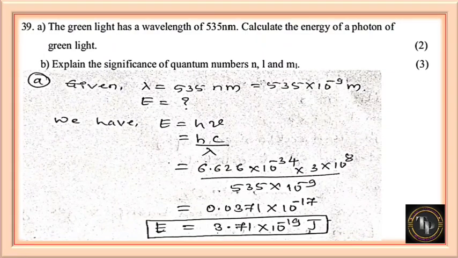h value is 6.626 into 10 power minus 34 joule second. c value is 3 into 10 power 8 meter per second, divided by lambda value, 535 into 10 power minus 9 meter. If you divide everything, you get 0.0371 into 10 power minus 17. If you want to take 2 digits to the right-hand side, you have to multiply with 10 power minus 2. So the total answer you get is E is equal to 3.71 into 10 power minus 19 joule. I hope you understood. Only the E is equal to h nu formula you have to remember. In place of nu you have to substitute c by lambda. Simple.